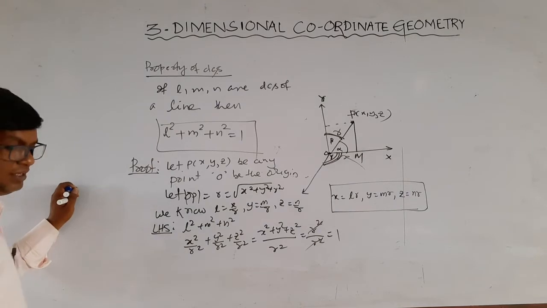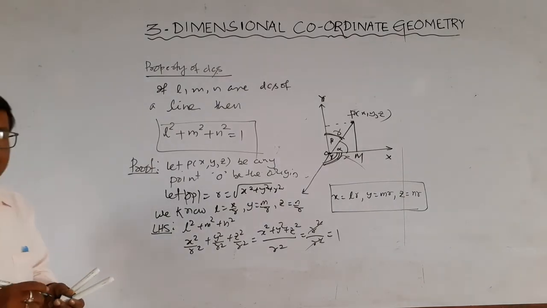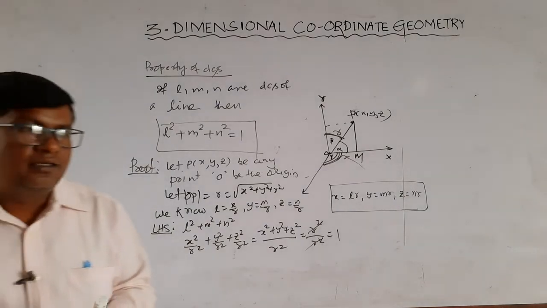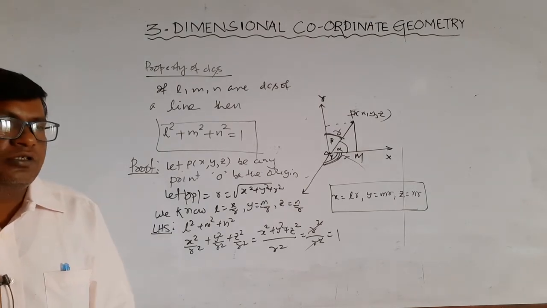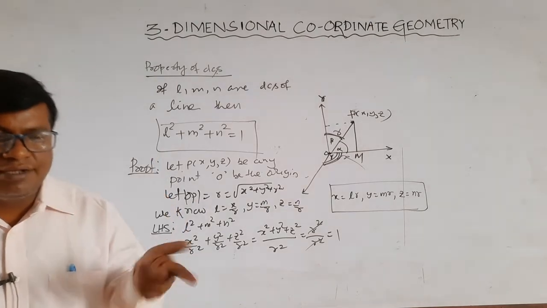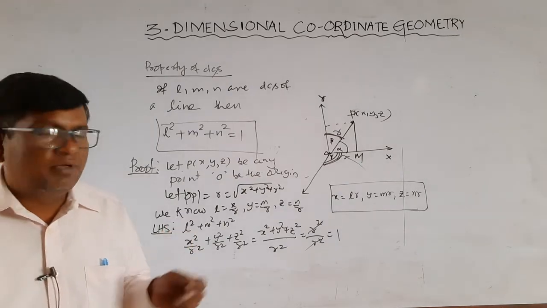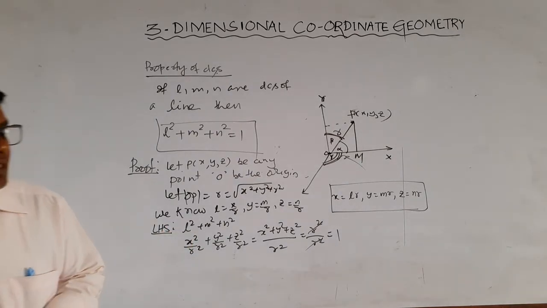Hence proved. To identify whether numbers are DCs, square them and then add. If the sum is 1, then the 3 numbers are DCs, otherwise not DCs.